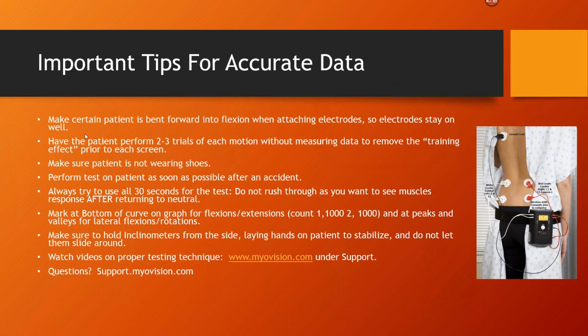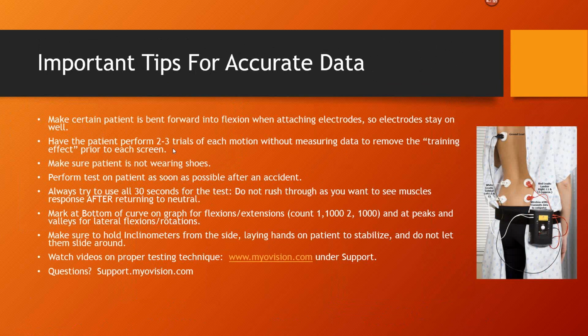Even though these are very good electrodes, the MyoVision electrodes are probably the best that I've ever used, and I've tested probably 200 electrodes. Have the patient perform 2 to 3 trials. This is crucial. 2 to 3 trials of each motion without measuring data prior to taking the data. So at each screen, if it's a left rotation, have them do 2 left rotations and then do the measure. This is equivalent to what the AMA is requiring for that 10% between trials.